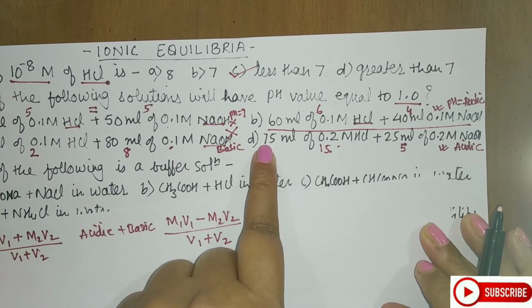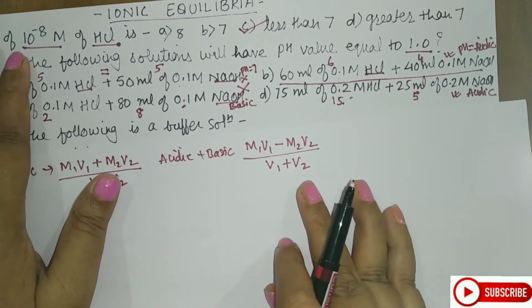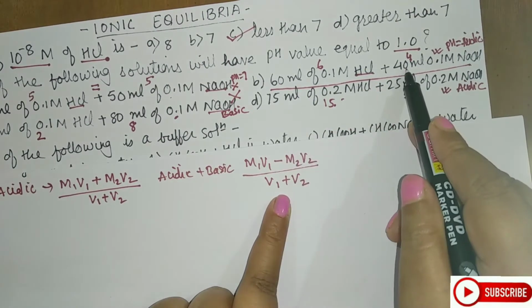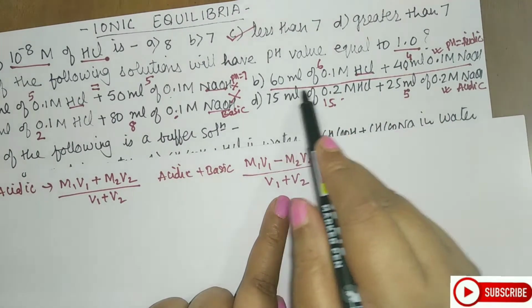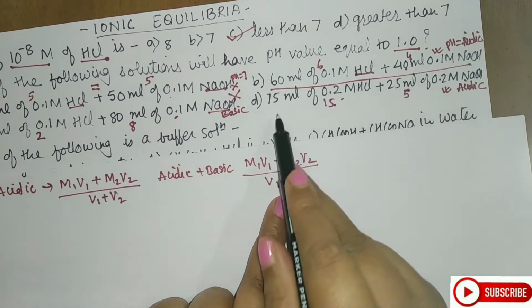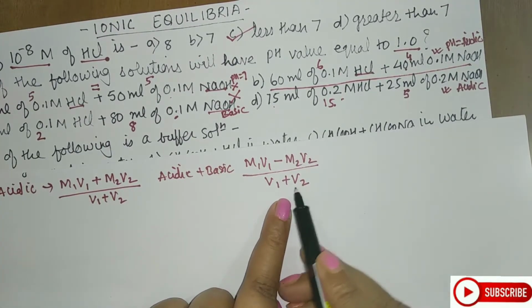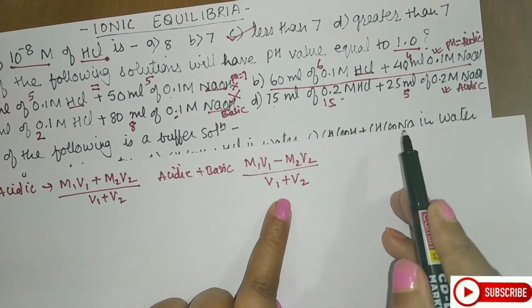So let us solve them. How to solve them? I will be using this formula. What is V1? It is 60 and what is V2? It is 40. So the total volume here is 100 ml. Same is here, 75 and 25. So V1 plus V2, in both the options, the volume is 100.